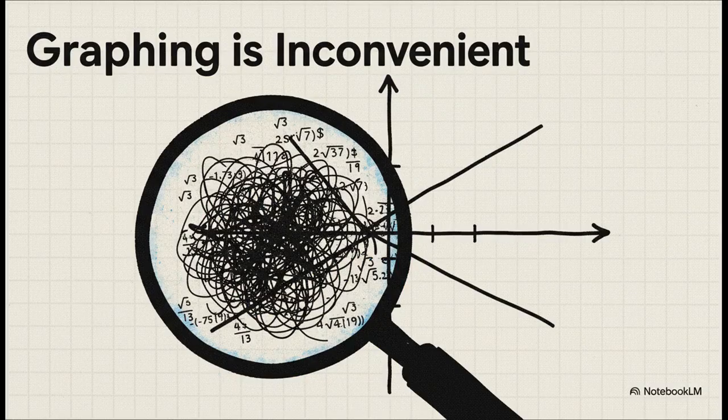Well, this is exactly where graphing kind of falls apart. Just imagine trying to eyeball a point like the square root of 3 or a messy fraction like 4/13 on a hand-drawn graph. It's not just hard, it's pretty much impossible to get the exact answer. We need a method that gives us perfect precision every single time. And that, my friends, is where algebra comes in to save the day.